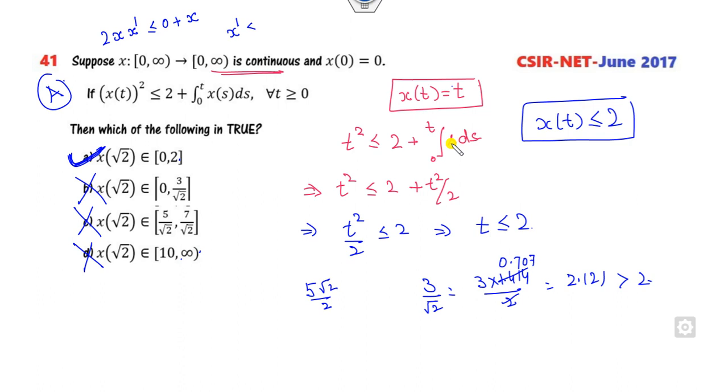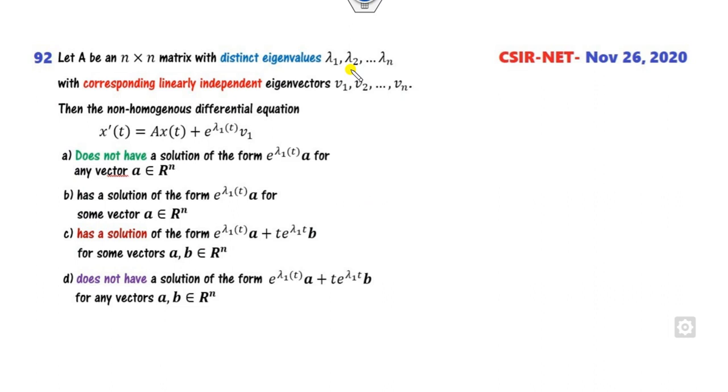Okay, so which are the following? If they are distinct eigenvalues, they have distinct eigenvectors. The solution is given to you like this: lambda, any of the one, v1. Remember, v1 is a function of t because they are the eigenvectors.